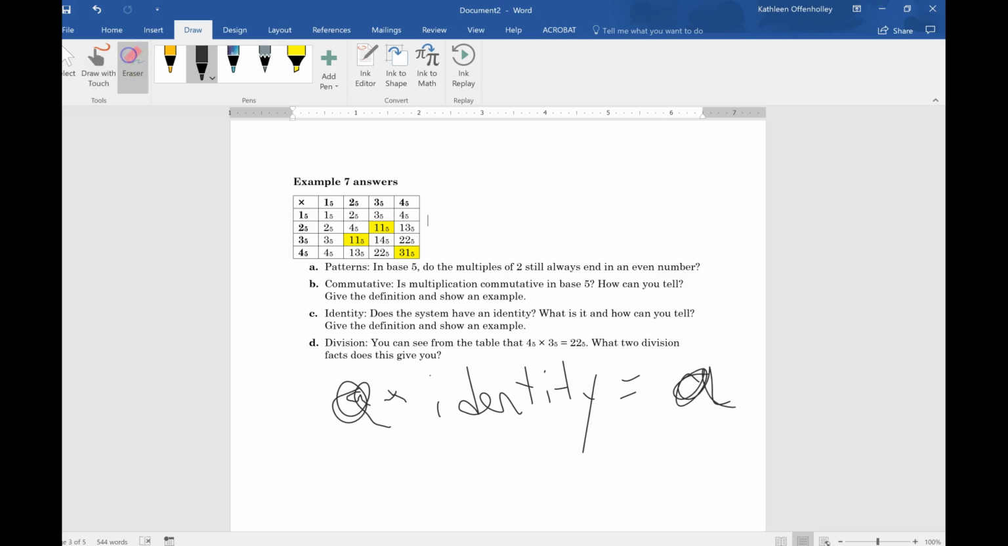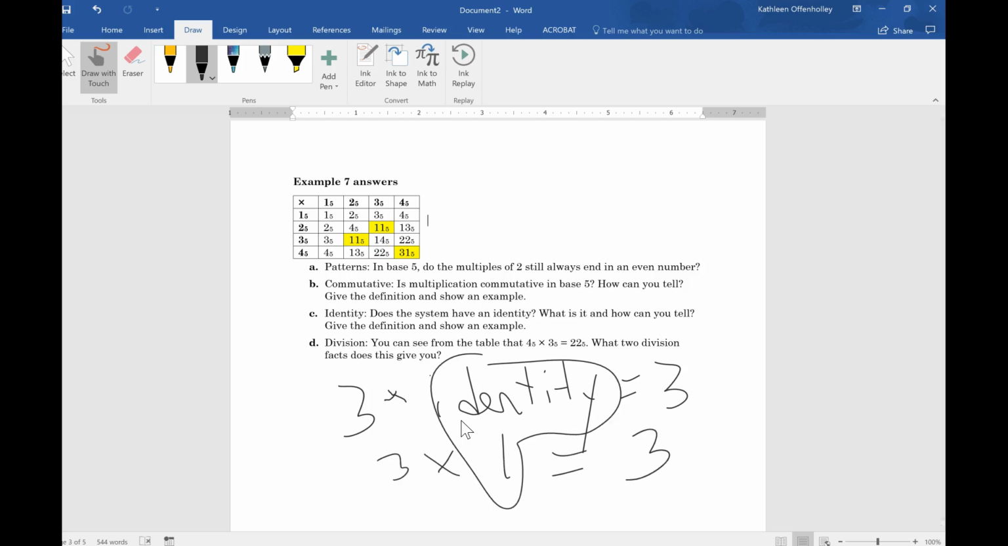So now in place of the A, you want to put a number. Think of all the numbers in the table, like the number 2. 2 times the identity should give me 2 back, or 3 times the identity should give me 3 back. Where do you see that happening in this table? That's happening in the first row of this table right here. 1 times 1 gives me 1 back. 1 times 2 gives me 2 back. 1 times 3 gives me 3 back. That means that the identity here is the number 1. So we write 3 times 1 equals 3, and the identity is the number 1.